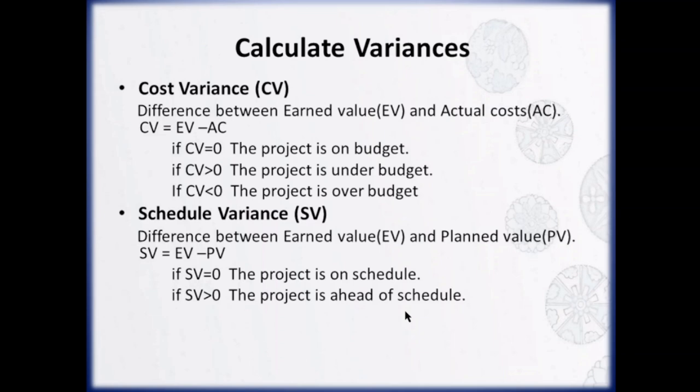In other words, the team has earned or delivered more value than what was originally planned. If schedule variance is less than 0, the project is behind schedule. This indicates that the team has earned or delivered less value than what was planned up to that point.